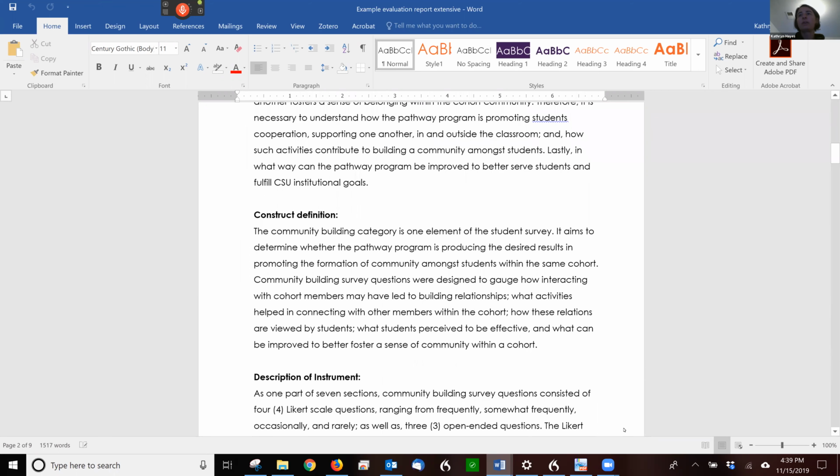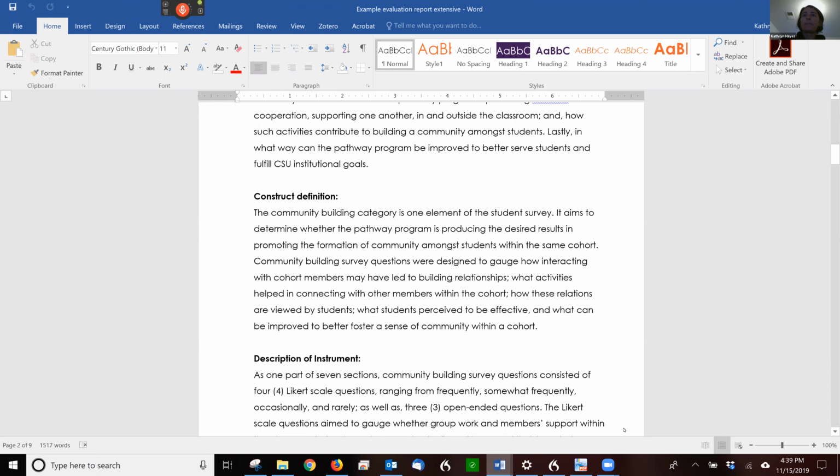The community building category is one element of the student survey. It aims to determine whether the pathway program is producing the desired results and promoting the formation of community among students within the same cohort, right? So they're defining the construct. And then they talk a little bit about how the questions were created.